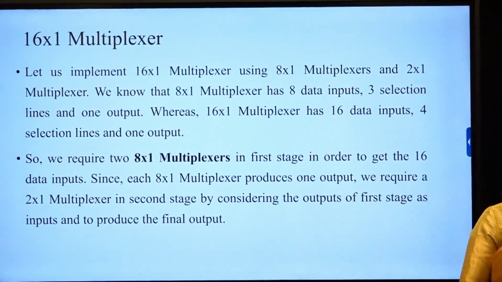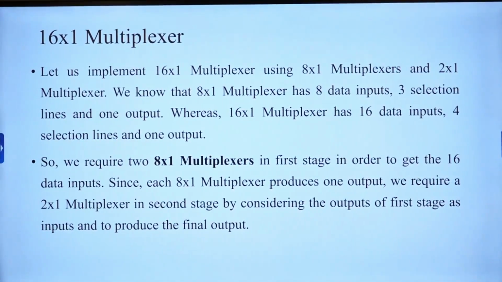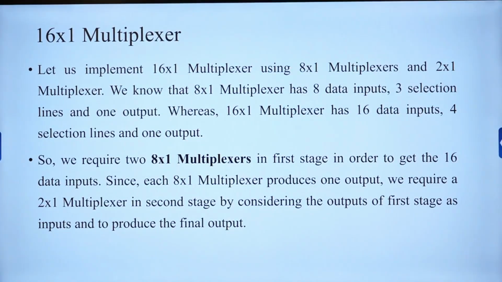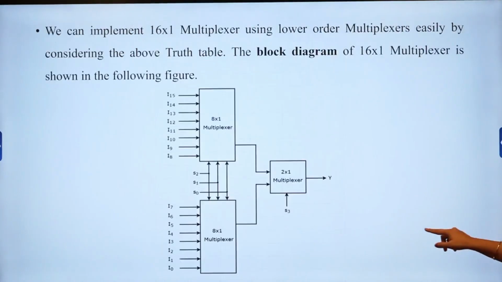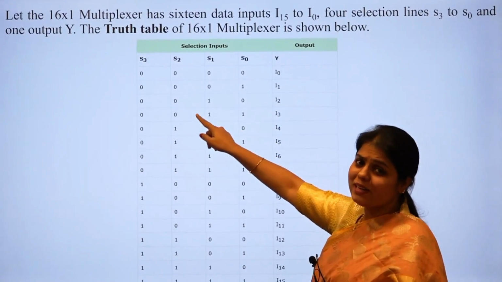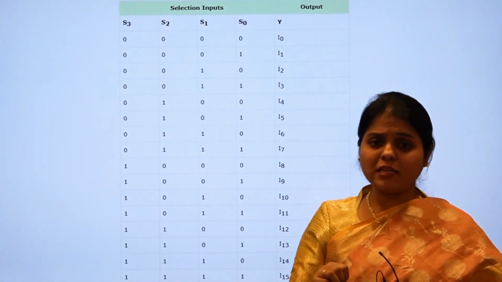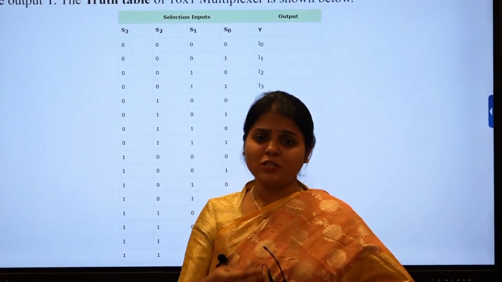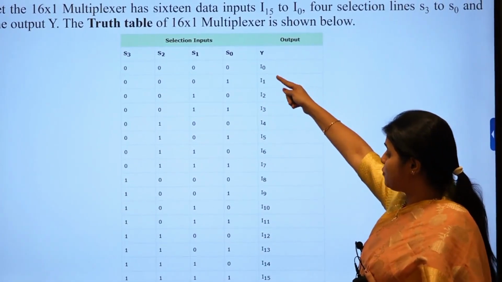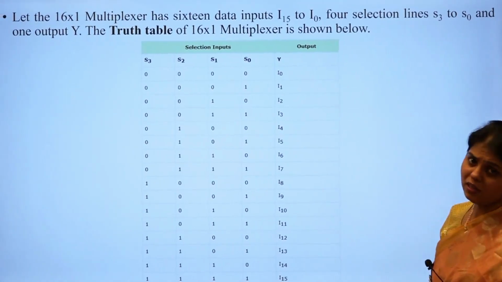Next we'll switch on to the 16 by 1 multiplexer. To implement a 16 by 1 multiplexer, we will make use of two 8 by 1 multiplexers. Apart from that, we will also make use of a 2 by 1 multiplexer. For designing the 16 by 1 multiplexer, as you can see, we will have 4 select inputs S0, S1, S2, S3. For 4 select inputs, we will have 16 combinations, 0 to 15, and depending upon these 16 combinations, one of the inputs from I0 to I15 will appear at the output.